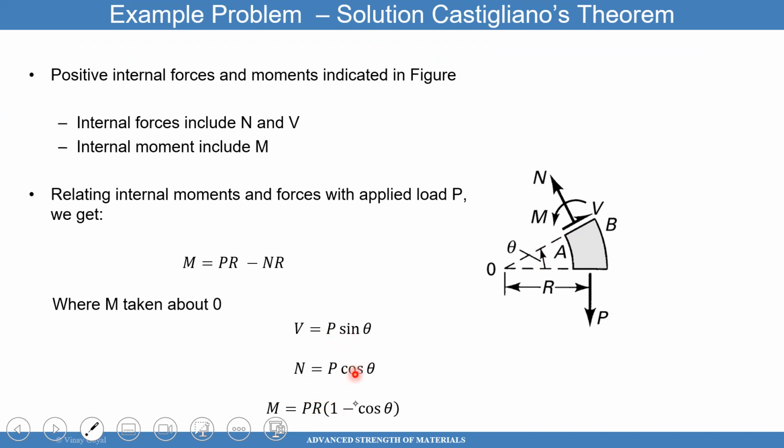So if I plug these numbers into these equations, I plug them into here. Okay, so PR minus NR, I plug it in here and I get PR times 1 minus cosine theta. Got it? Difficult? Easy? It's geometry, pure geometry.